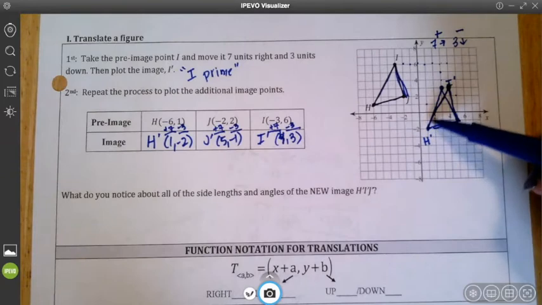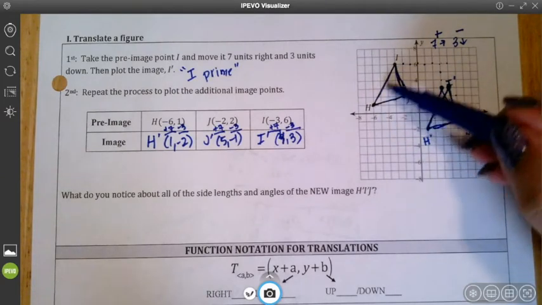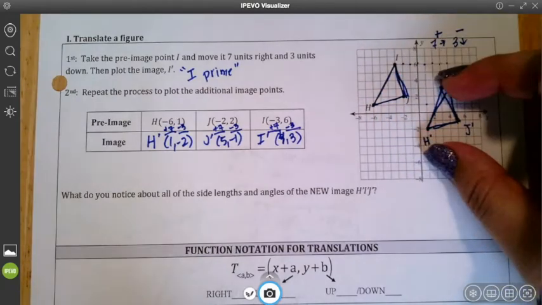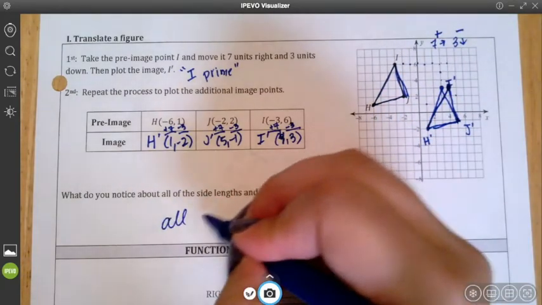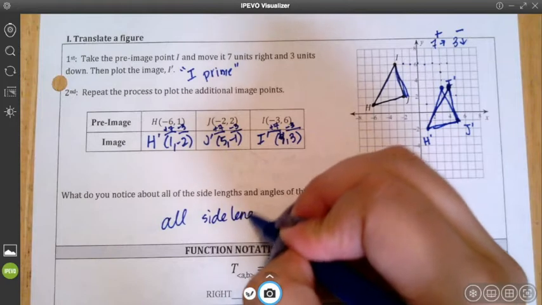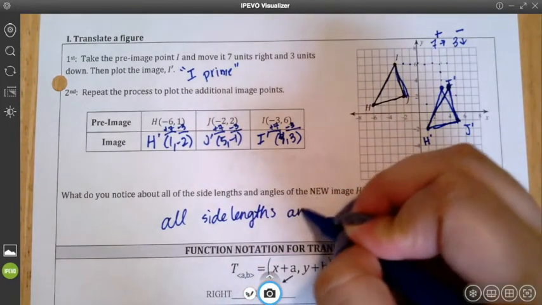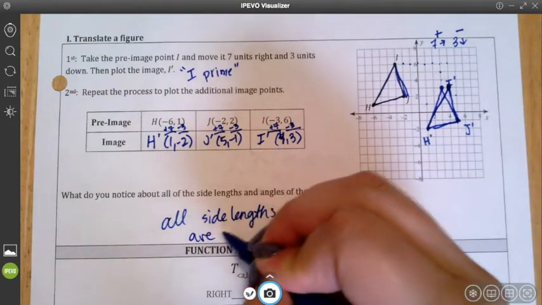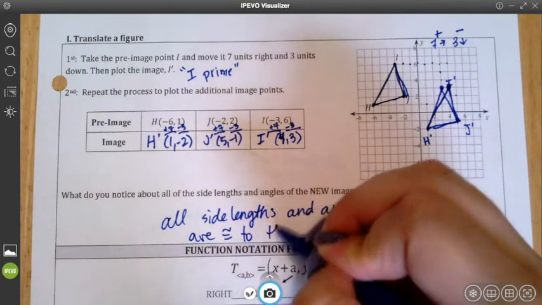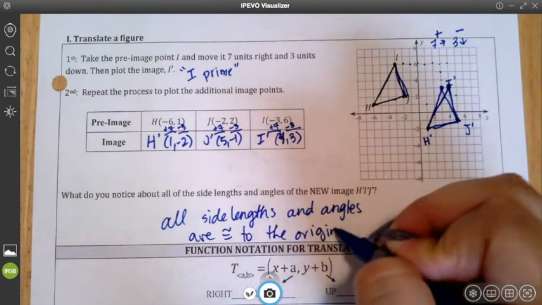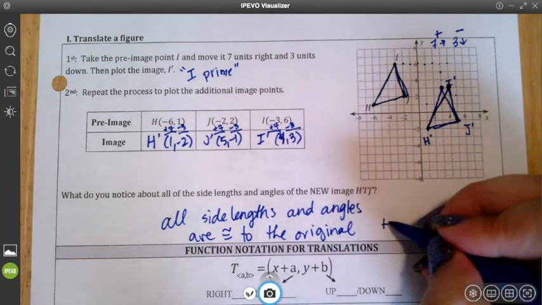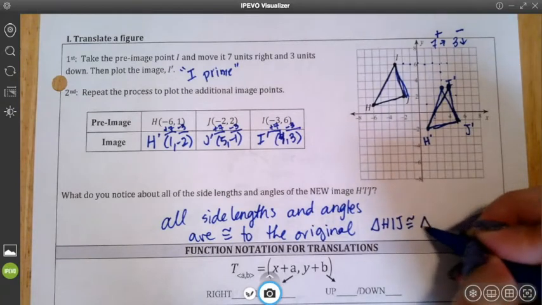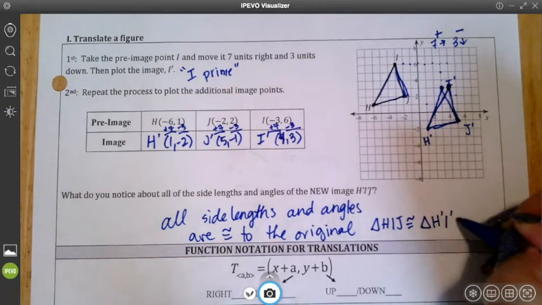Well, if we look at the distances of each of these legs, because I just essentially took this triangle and moved it over, all side lengths and angles are congruent to the original. Another way we can say that is triangle HIJ is congruent to triangle H prime I prime J prime.